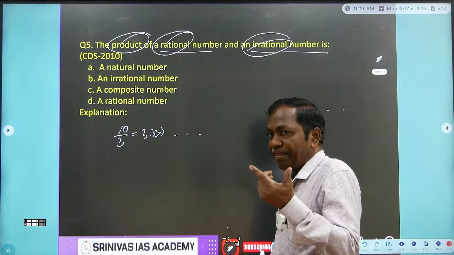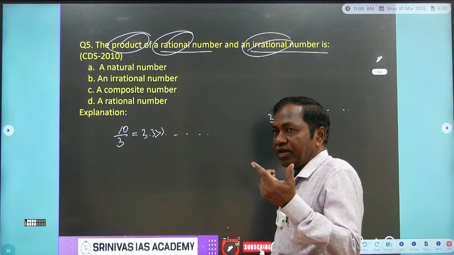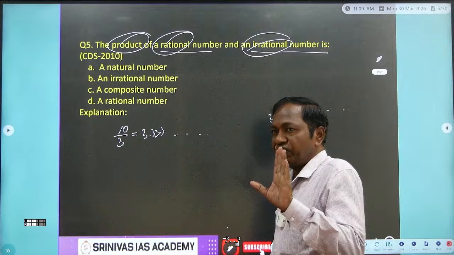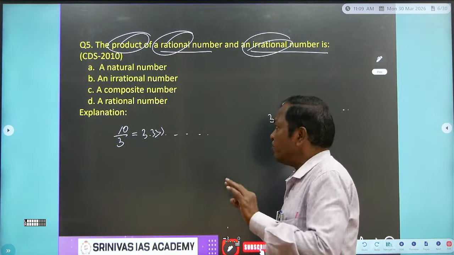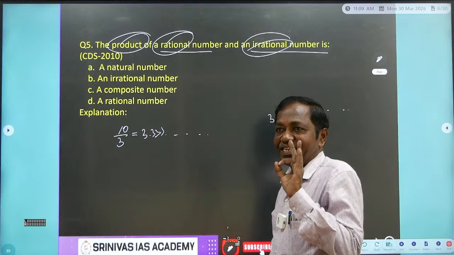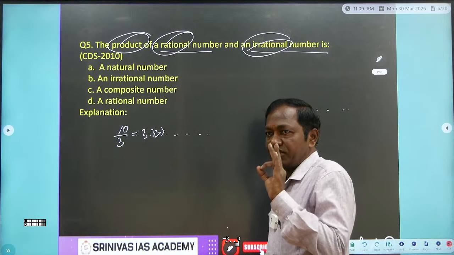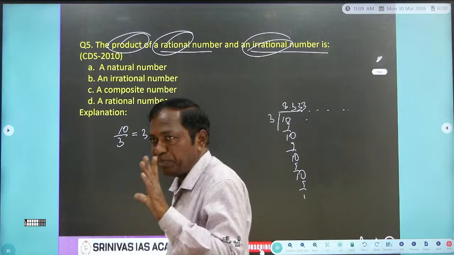It cannot be written in the form of p by q, in the sense of a fraction. It cannot be written in the form of a fraction. But how? The best example for an irrational number is pi. That's the only thing you have to remember.